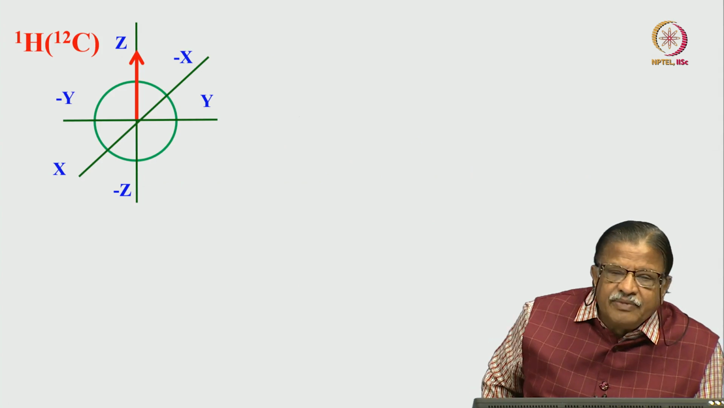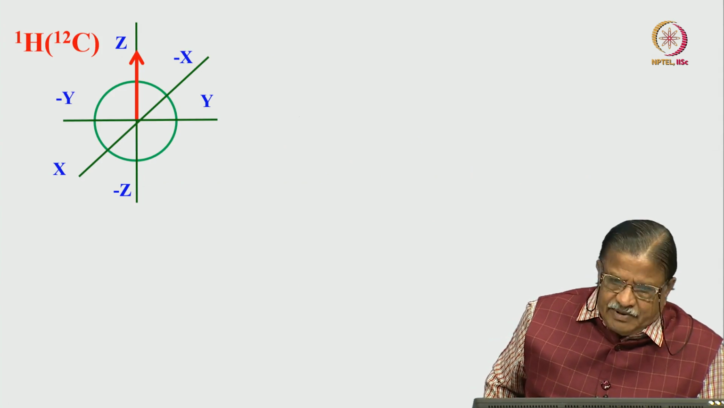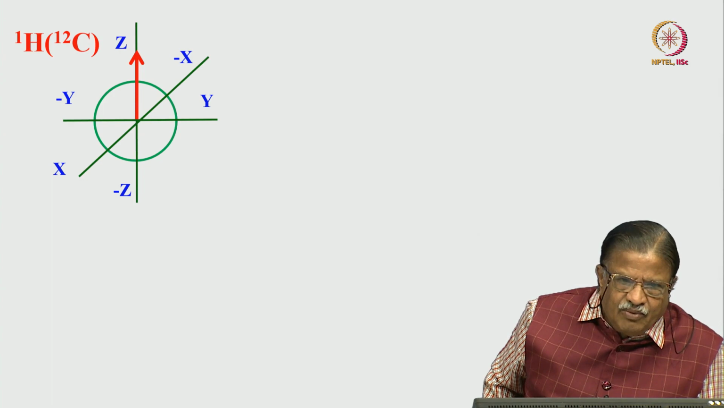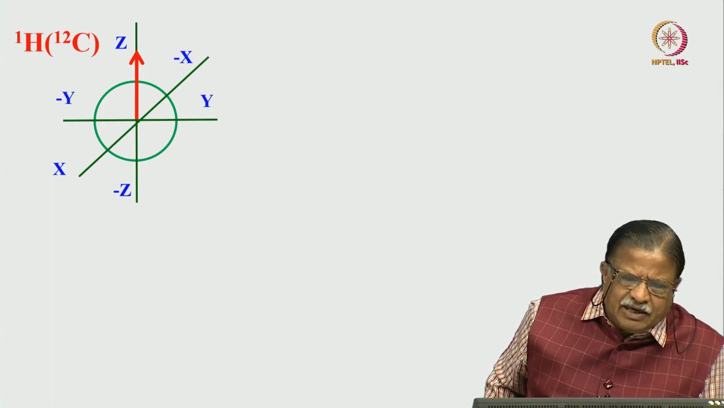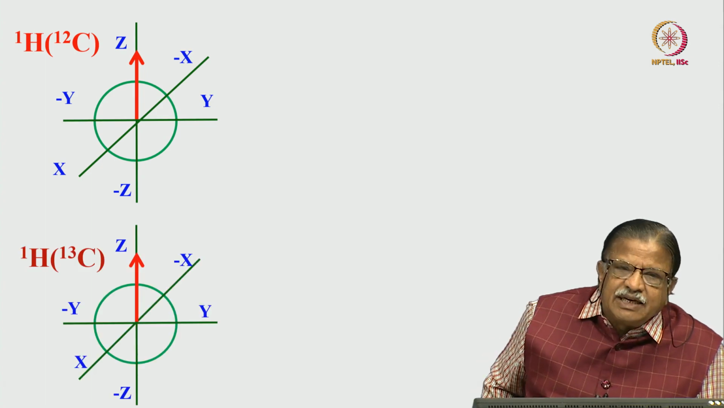For example, there are two types of carbons in any molecule. One, carbon 12 attached to proton. Other is carbon 13 attached to proton.